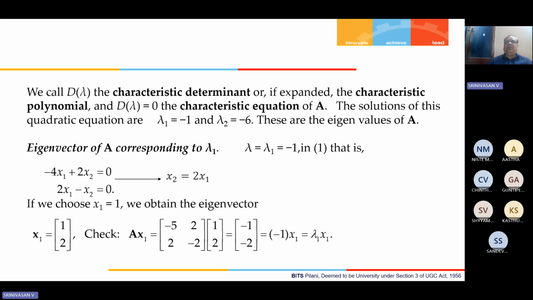You may ask one question. Can't we take x1 equal to 0.5 so that x2 equal to 1? Yes, nothing wrong. But in practice, in general, we don't take the decimal values. We don't take fractions. But you can write, nothing wrong in it. That's the reason why the eigenvectors are not unique.